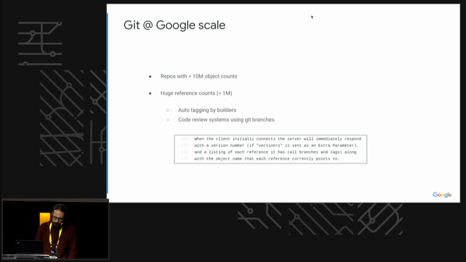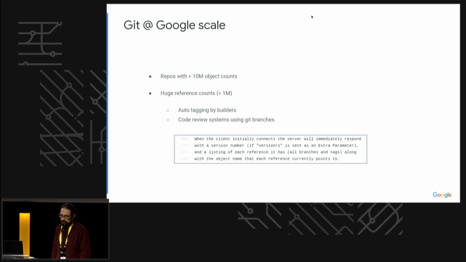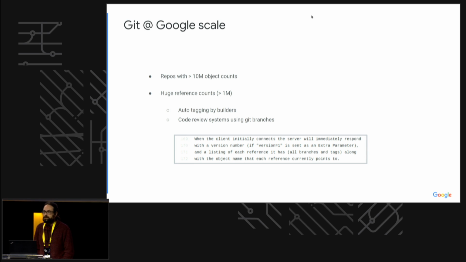It says that when you run a fetch, when the client initially connects, the server will immediately respond with a listing of each reference it has. This works well when you have a few, but when you have in the order of a million, this doesn't scale. We start sending to the client megabytes of information that probably the client doesn't even care about. The poor guy just wanted master. And also on the server side, depending on how you structure your backend and store your information, retrieving all those references is not a trivial task.